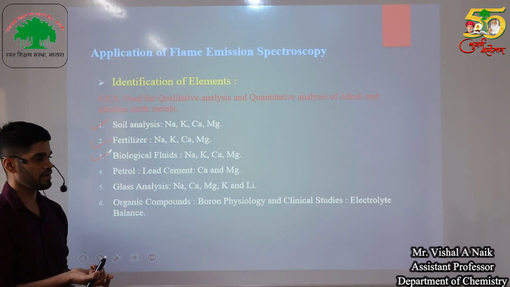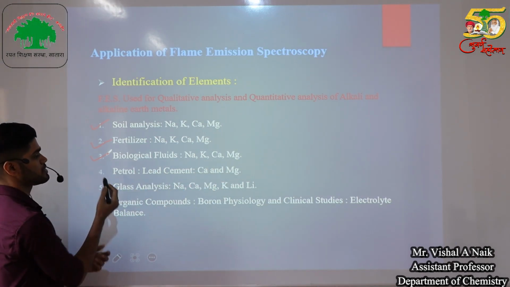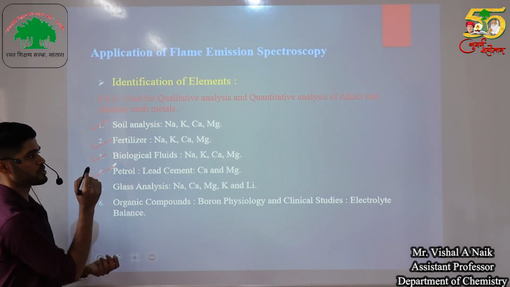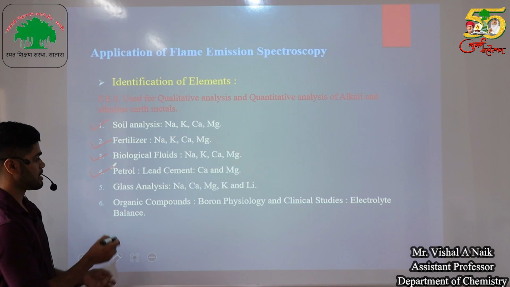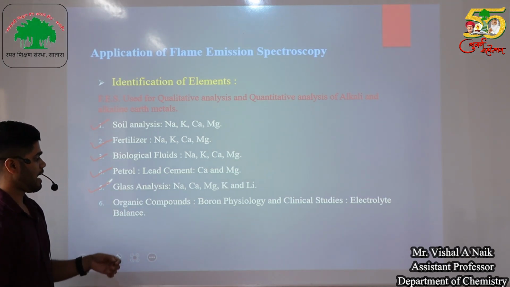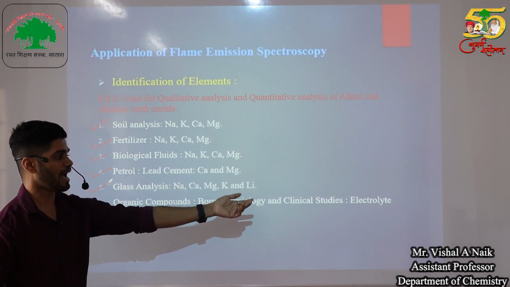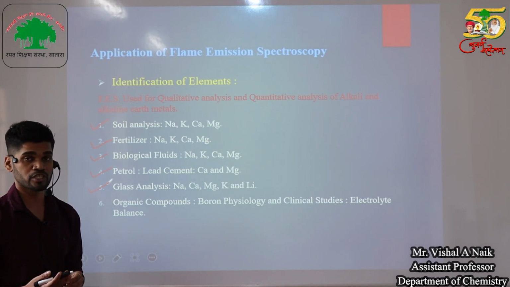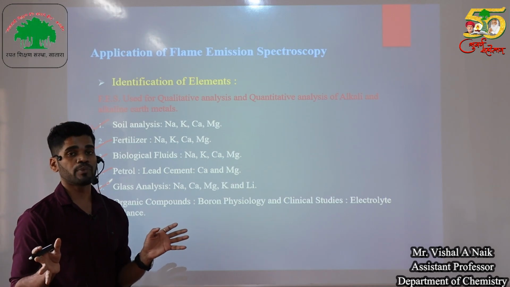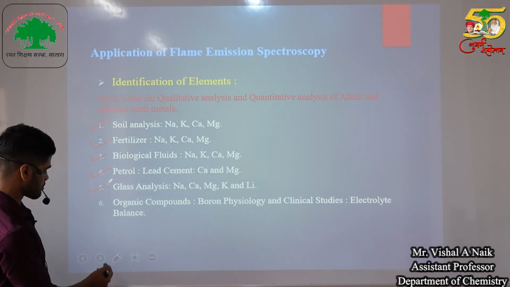Then lead, if lead is present in petrol, or cement containing calcium and magnesium. So in cement industries, petrol industries and oil industries, we use flame emission spectrometer for determination of the metal ions. Then glass analysis, that is, the purity of glass is also determined by using this. And then organic compounds, boron, physiological and clinical studies. So there are wide applications of this FES for the identification of metal ions.